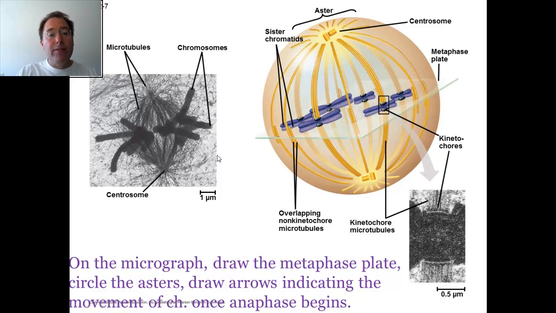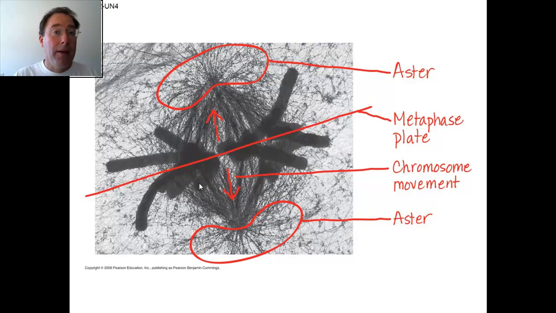Over here on the left-hand side, this is just a micrograph, or a microscopic picture, of mitosis taking place, specifically metaphase. Please press pause and try to circle the asters, and draw arrows indicating the movement of chromosomes once anaphase begins. Well, this may be something that you thought of in your mind.